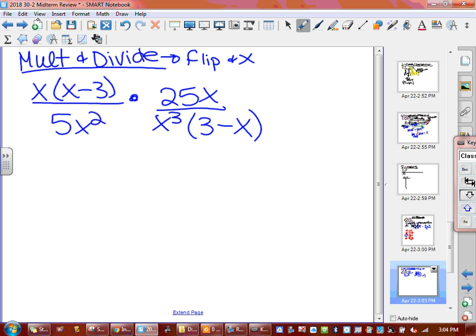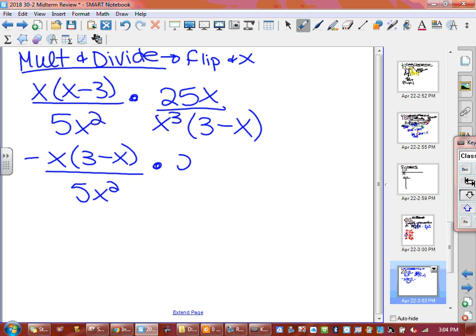So that means I need to take a negative sign out of one of them so that they will reverse and look the same. So I'm just going to take one out of the top because the negative sign will float to the top anyways. So I'm going to have negative x, 3 minus x, over 5x squared times 25x over x cubed times 3 minus x. So now we've got them down to where they look identical, okay? You could have taken the negative and put it with the 25 and reversed the x and the 3 on the right-hand side if you wanted. It'll all end up the same in the end.